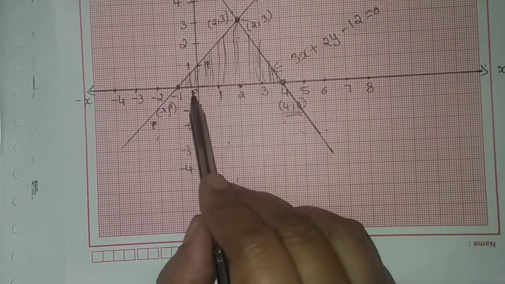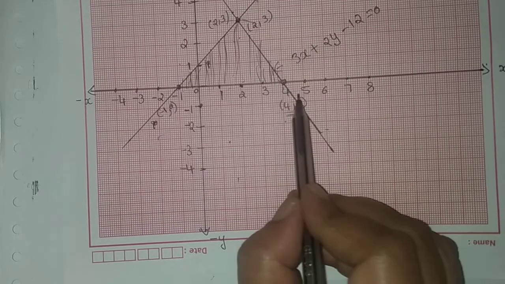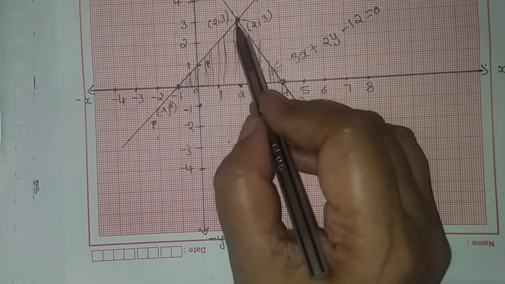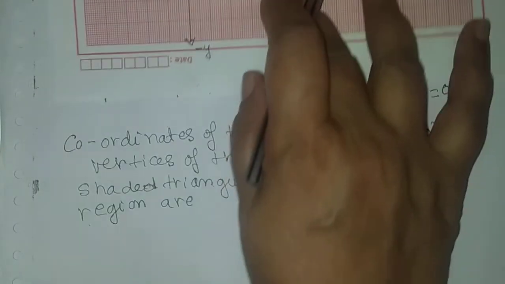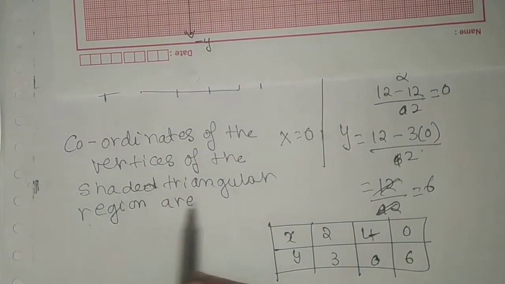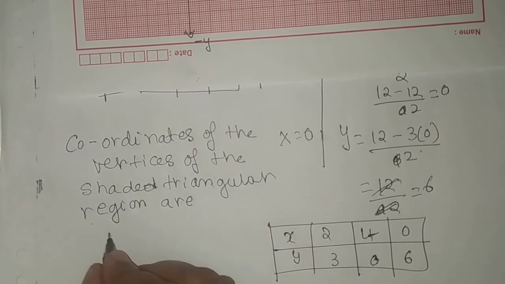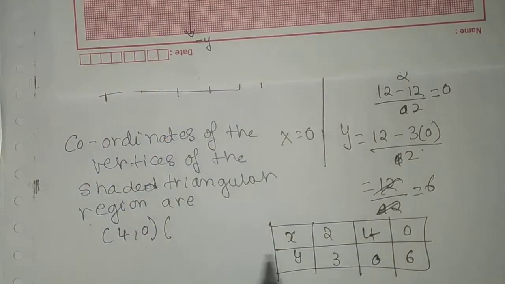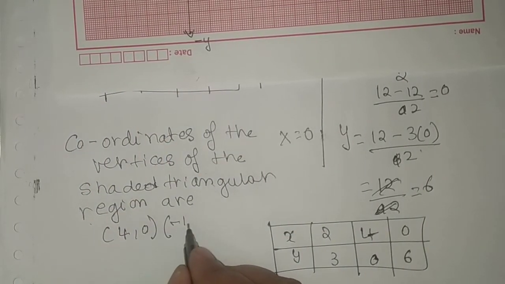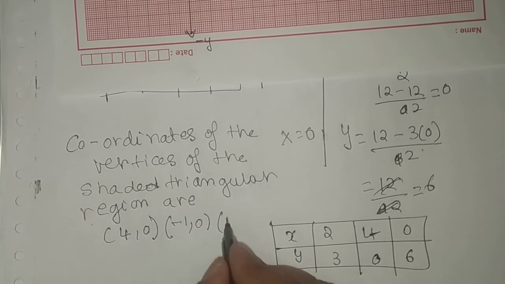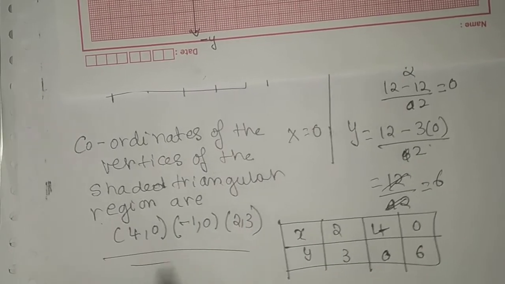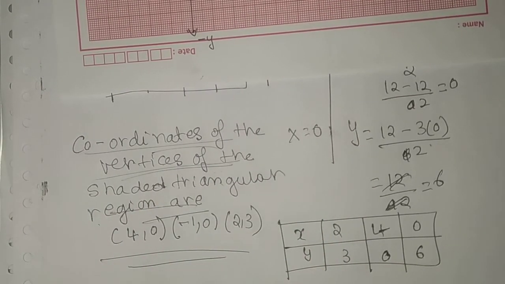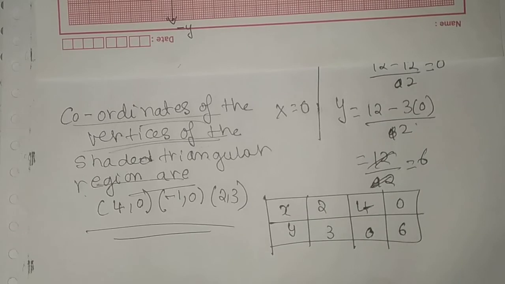So this is a triangle. So these are the 3 points. This one 4 comma 0, minus 1 and 0. Then this one 2 comma 3. So write down this: coordinates of the vertices of the shaded triangular region are 4 comma 0, that is all the 3 endpoints of the triangle, minus 1, 0 and 2 comma 3. So this is the solution for which one? That is the 7th question. So this completes exercise 3.2.